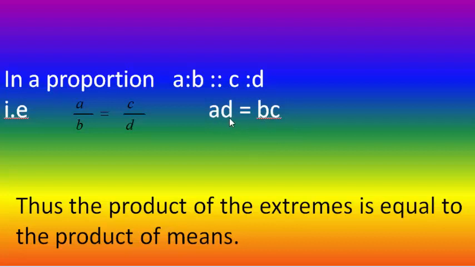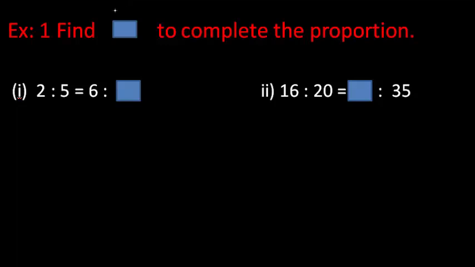The product of extremes is equal to the product of middle terms or means. Now we can solve the problems by the proportion property. Example 1. Find the box to complete the proportion.